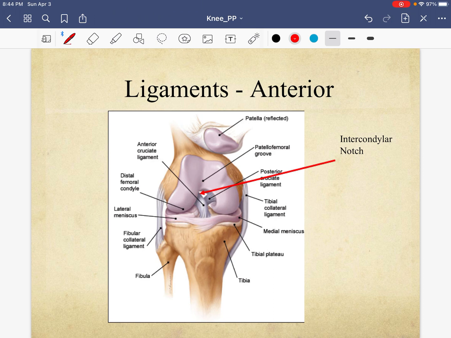Oh, there's a picture of the intercondylar notch. The space in between there to allow the ACL to pass through. Beautiful.